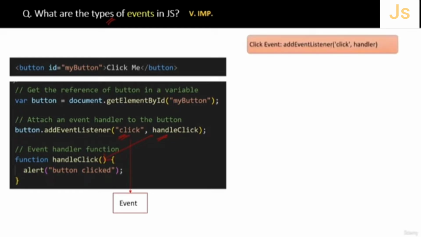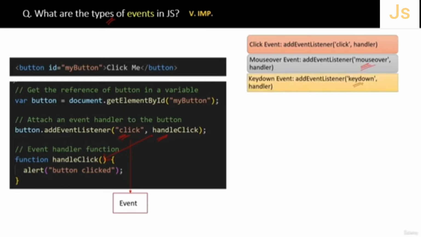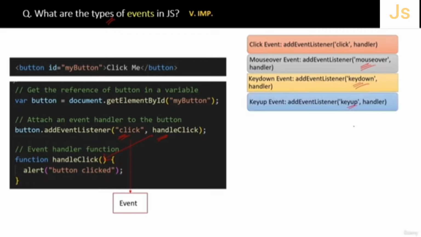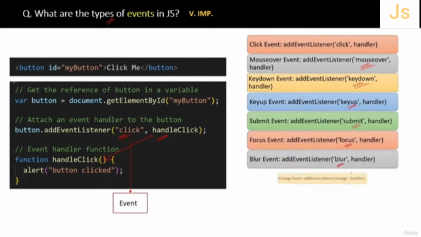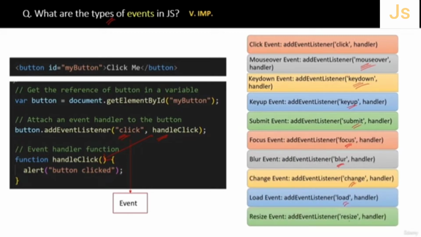Similarly, we can have other events as well. For example, when you hover the mouse over an element, for that we have a mouseover event. Then when you press a key down on your keyboard, for that we have a keydown event. And for the up key, we have the keyup event. If you press enter, the submit event will be fired. And some more events are like focus, blur, change, load, resize, and there are many more. But yes, these are the most important ones. Meaning, whatever action you take on your web page, it can be an event, and that can be handled by the handler function. So these were the types of events.